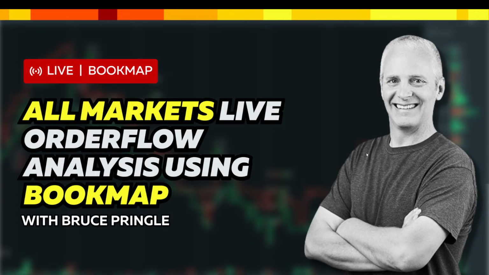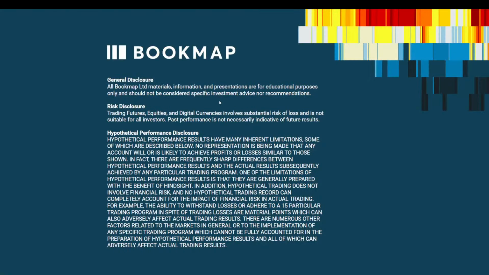Order flow allows you to also see the current market, and Bookmap allows you to see both current and historical order flow in the market. We'll put the two together here.